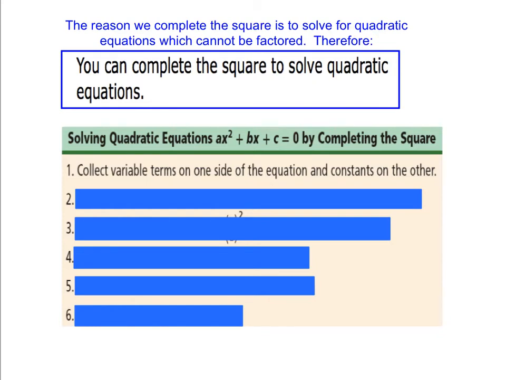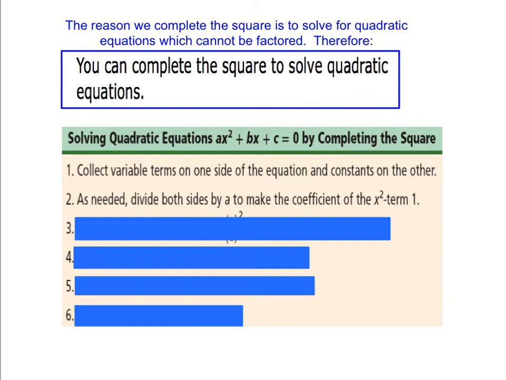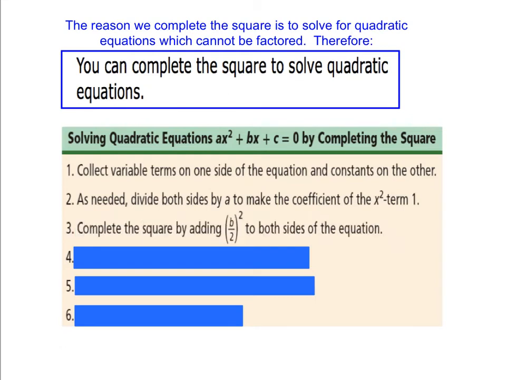All right, so what's next? Step number 2. If this a value right here is a 1, you can skip this step. But if it is not, then you're going to have to divide both sides by a to make the coefficient of the x squared term 1. In other words, you're going to divide everything on both sides by an a value. Step number 3, complete the square by adding b over 2, the quantity squared, to both sides of the equation, just like we did on the previous couple slides.